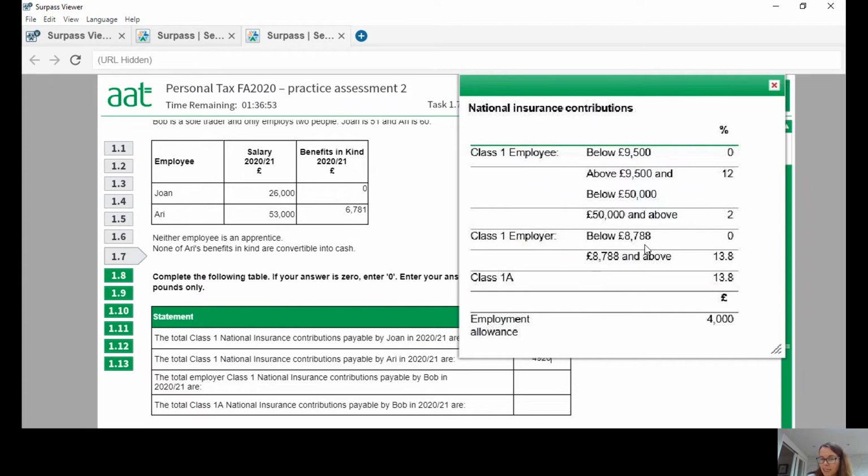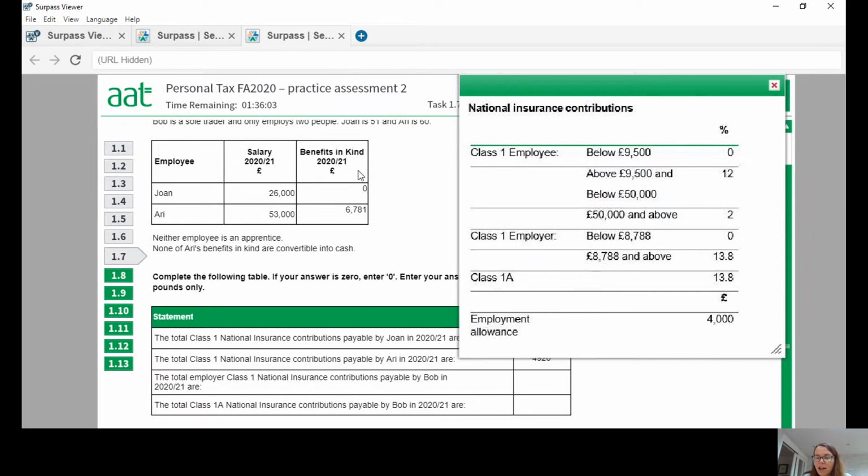All right, so 26,000 minus the 8,788 times 13.8%. For Ari, same method, so 53,000 subtract 8,788 gives me 44,212, and then I find 13.8% of that, which is 6,101. So this is the bit where the fact there's only 2 employees comes into play. So Joan's class 1 employer's figure was 2,375. Ari's class 1 employer figure was 6,101. So if I add those together, I get 8,476 that Bob has to pay for these employees.